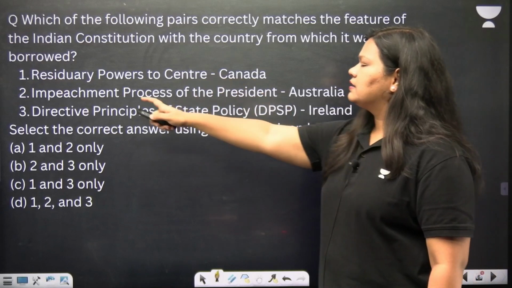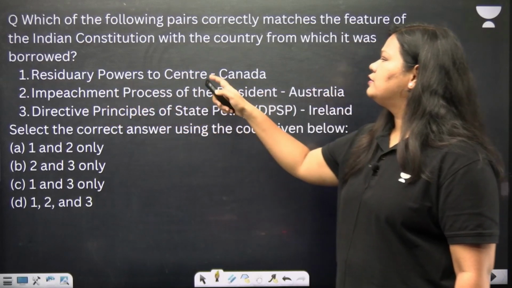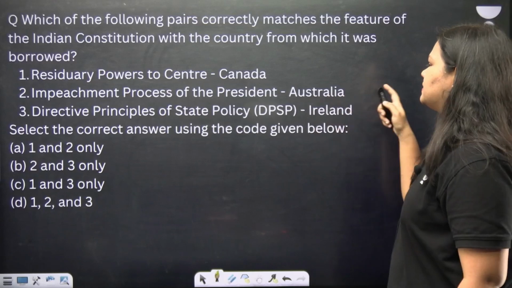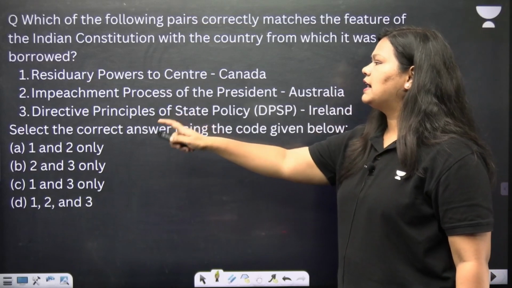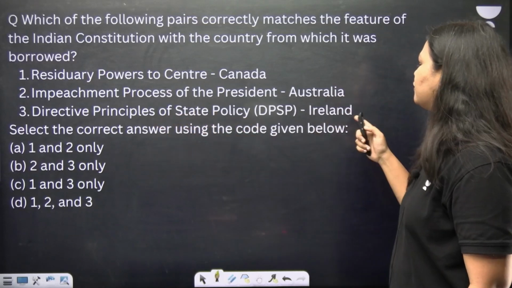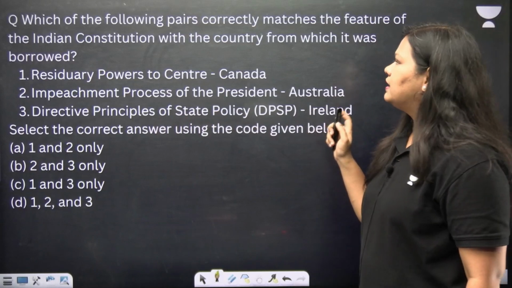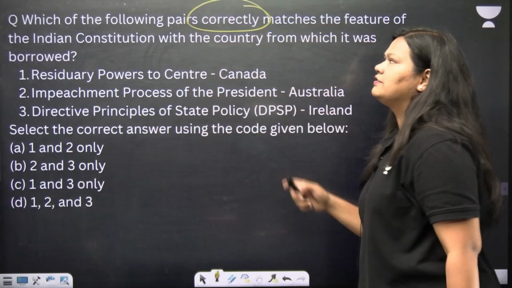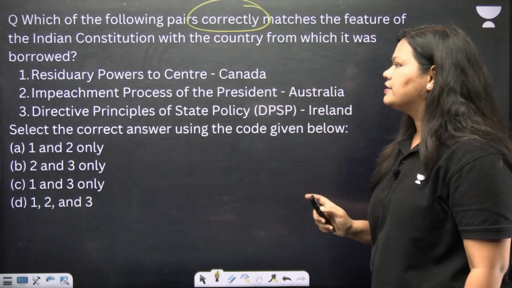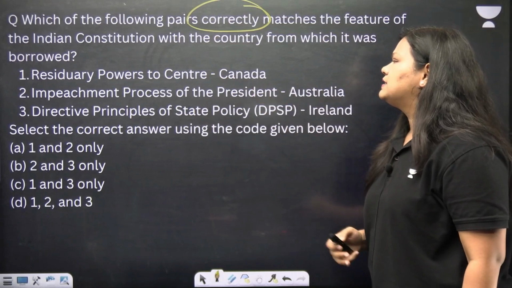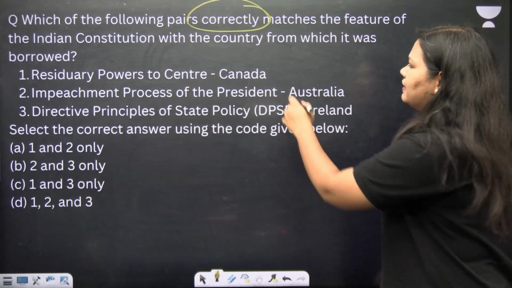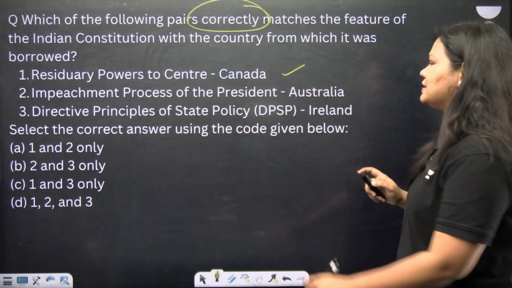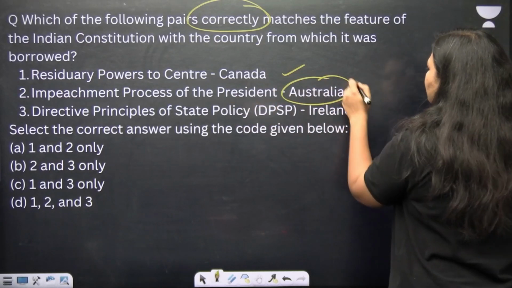Option statement 1 is residuary power to center. It is from Canada. Impeachment process of the president from Australia. DPSP, that is Directive Principles of State Policy, from Ireland. So we need to identify which of them is correctly matched. The keyword we need to identify: correctly matched. So residuary power to center is borrowed from Canada. It is right. Impeachment process of the president, it is borrowed from USA, so this is wrong.